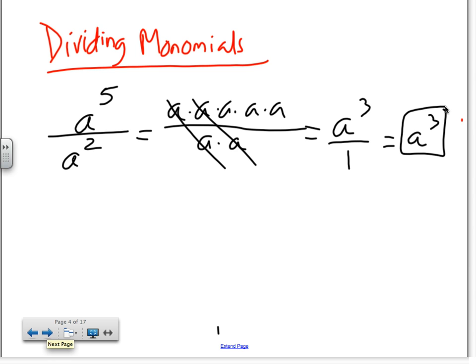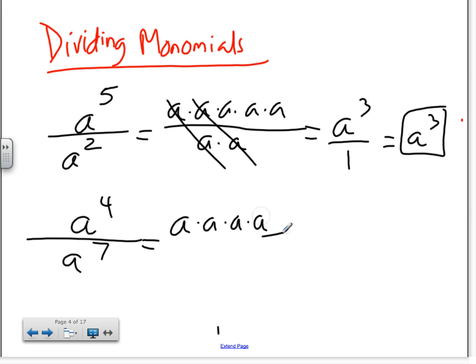Any questions so far? I'm going to give you another example, and I'm going to ask you to come up with your quick rule here. Hopefully you can actually come up with one. We'll see. So now, what if I have a to the 4th power up here and a to the 7th here? Watch what happened. A to the 4th means a times a times a times a. Agree? Yes. A to the 7th means a times a times a times a times a times a times a.